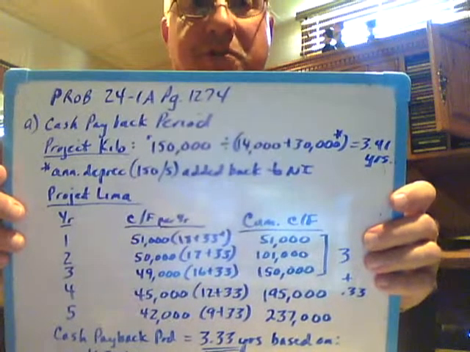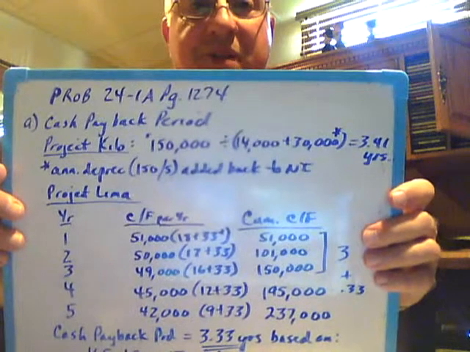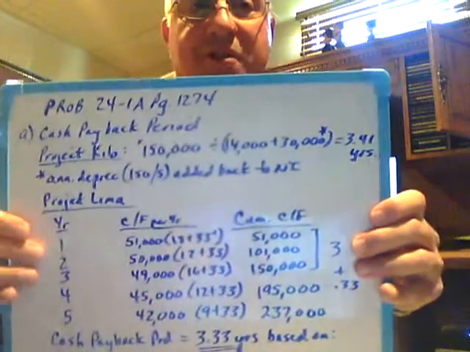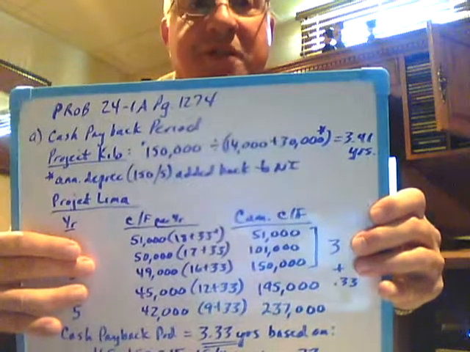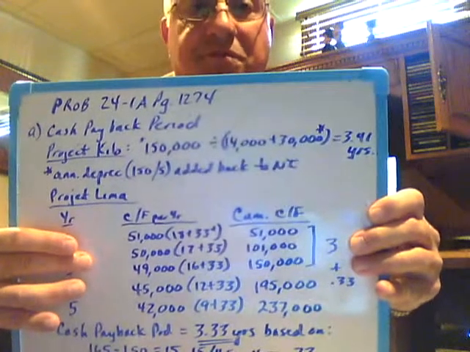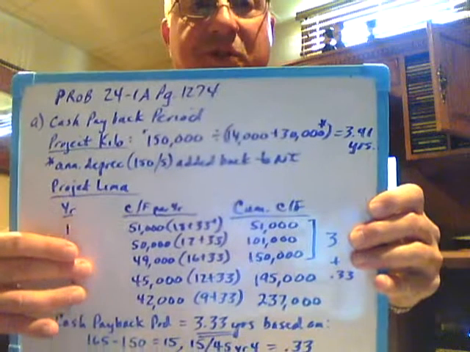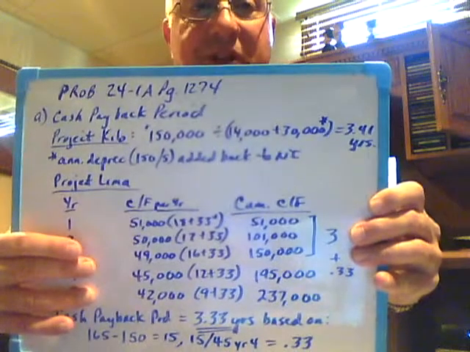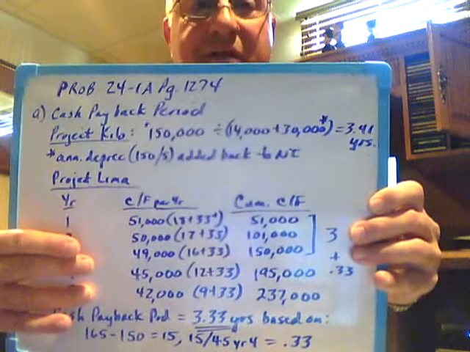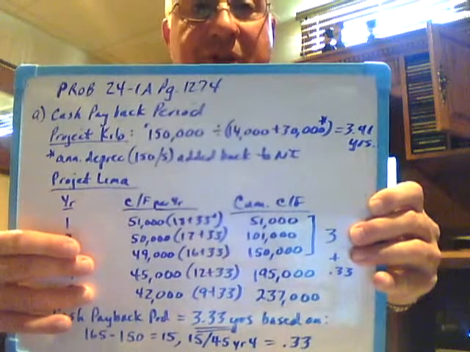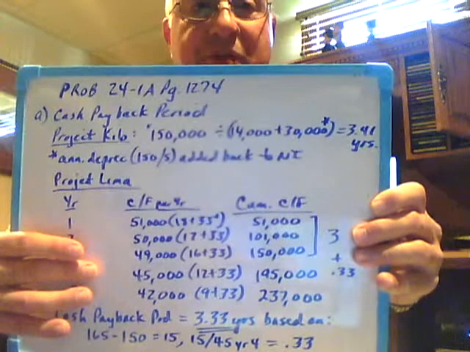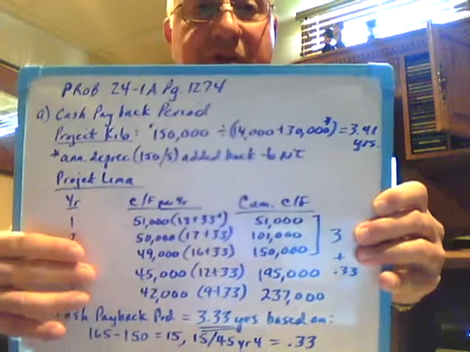By year 3, we've accumulated $150,000. Well, it's not quite enough to cover it. In year 4, we're going to have $45,000 as shown of cash flow. It's going to take us $15,000 more based on the fact that we've accumulated $150,000 up till now of payback, and $15,000 more is 1/3 of the total amount we're going to accumulate in cash flow for year 4.